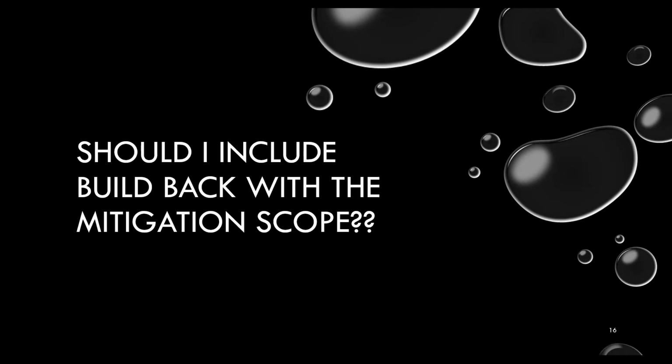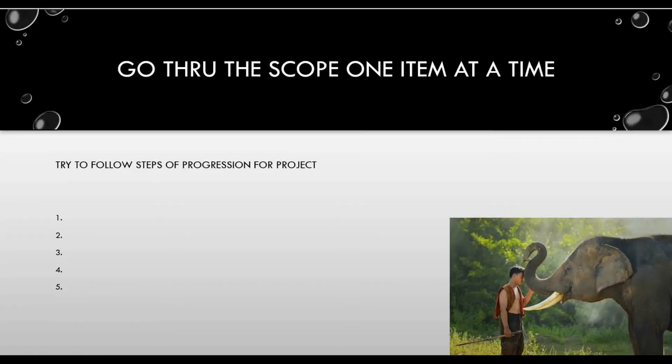So keep those two separate, and we can worry about build back after we get the mitigation under control and get that well underway. So go through your scope one item at a time. Just follow the progression of the job. It's the easiest way. The first thing you're going to do is mobilization. Now, most of the time you've already done that when you start writing this up.